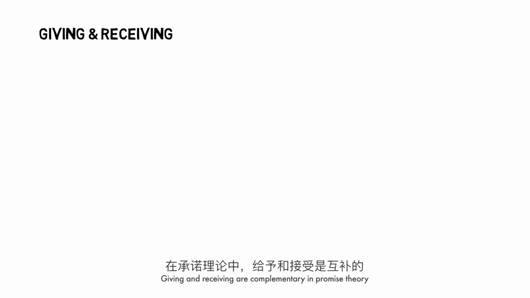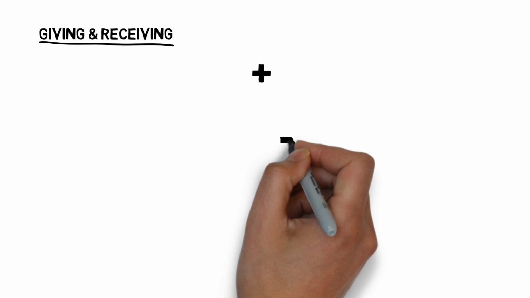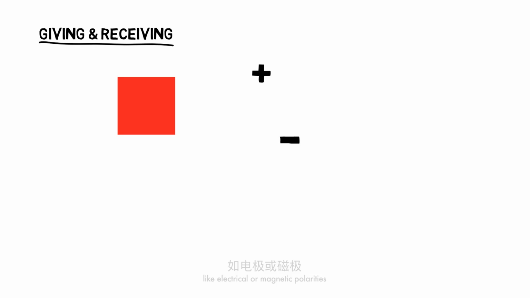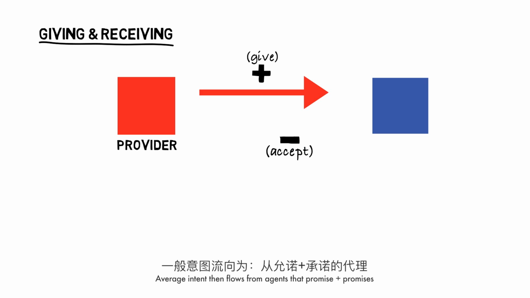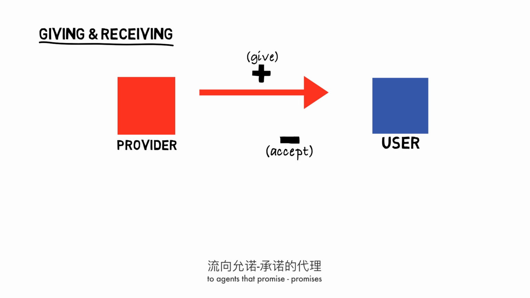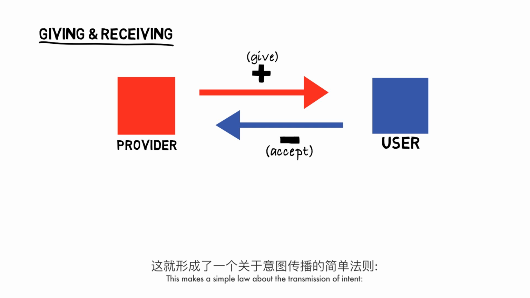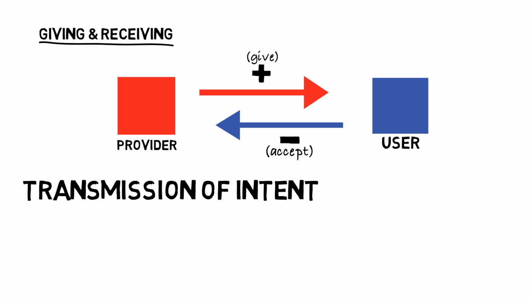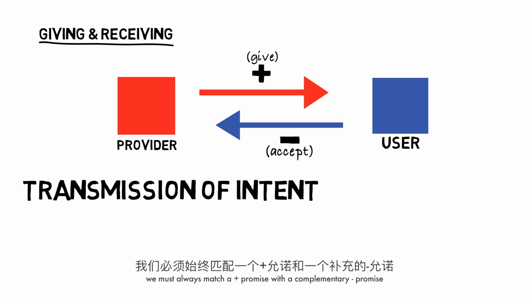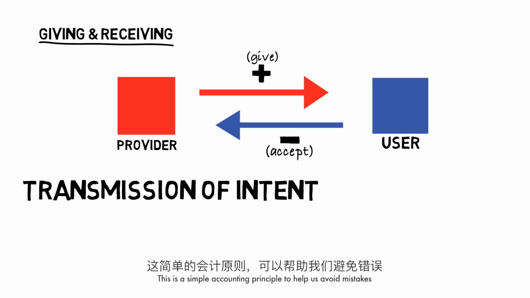Giving and receiving are complementary in promise theory, and we label them by a plus and a minus sign, like electrical or magnetic polarities, plus for give and minus for accept. Intent then flows from agents that promise plus promises to agents that promise minus promises. This makes a simple law about the transmission of intent. For an intended outcome to flow from one agent to another, we must always match a plus promise with a complementary minus promise. It's a simple accounting principle to help us avoid mistakes.